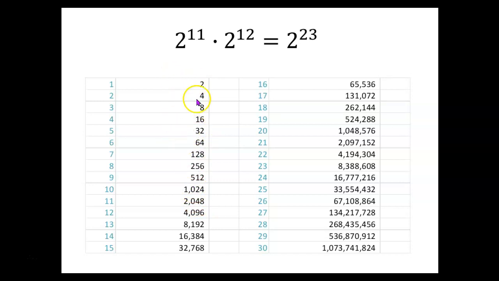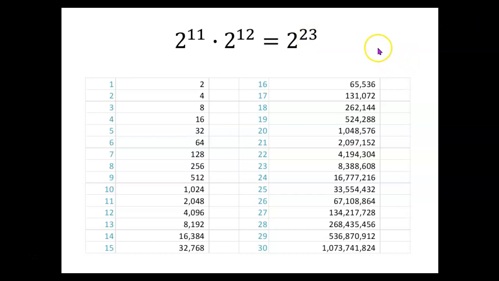2 to the 1 power, 2 to the 2 power, 2 to the 3 power, and so on. So what I did was I multiplied together 2 to the 11 times 2 to the 12, and I got 2 to the 23 power. There's a general rule or property of exponents that says that a to the m times a to the n equals a to the m plus n. When you're multiplying two expressions together that have the same number to different powers, you just add those powers, those exponents.